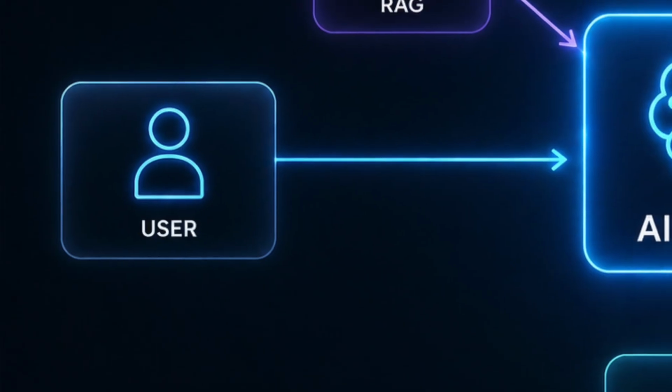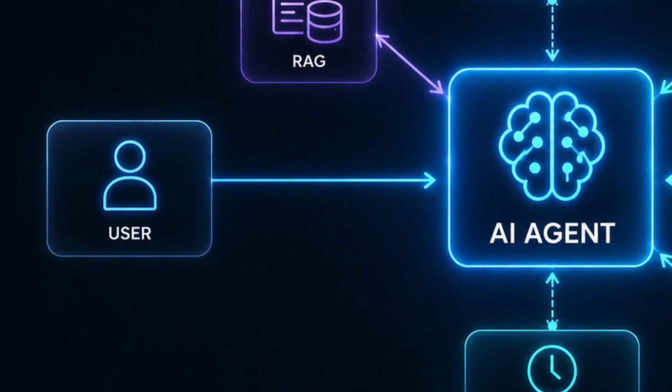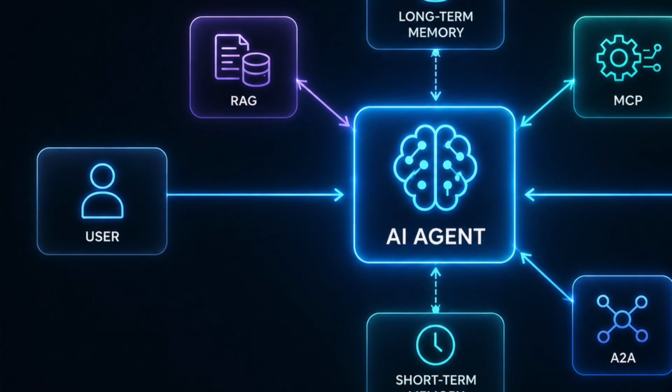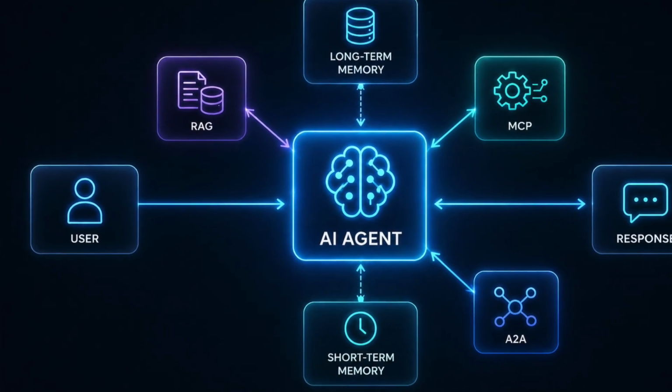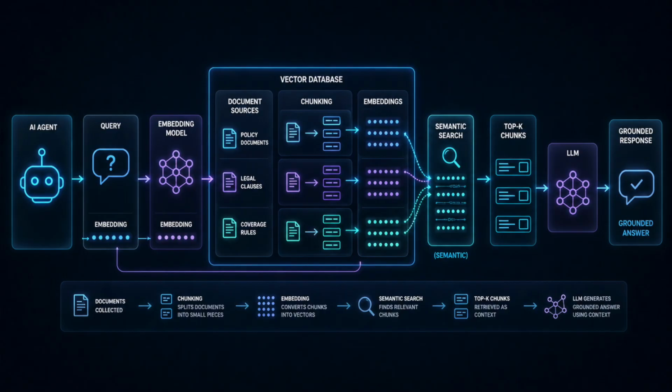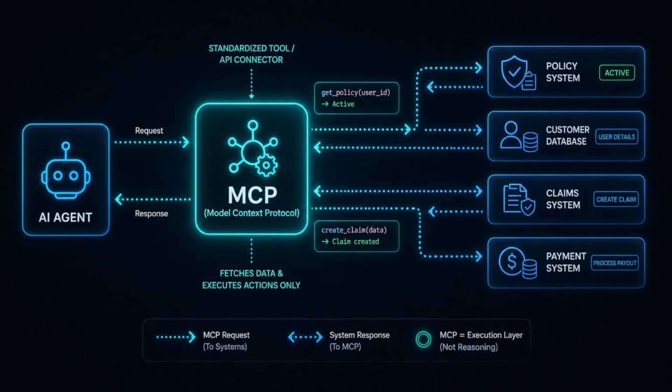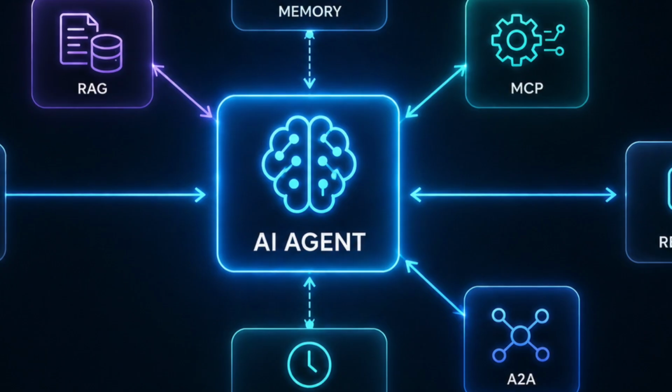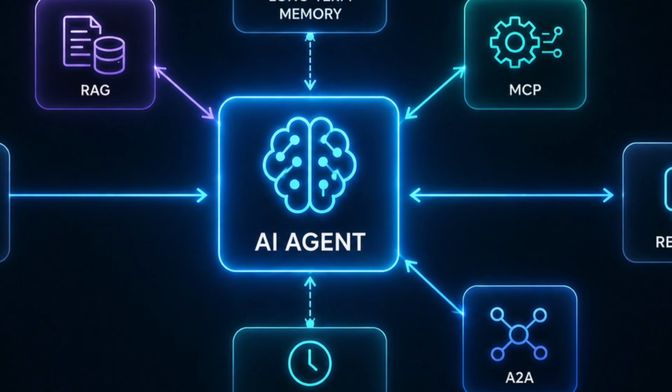Let's take a realistic enterprise scenario, insurance claims processing. A customer says, "I had a car accident yesterday. Can you file a claim and tell me if I'm covered?" Seems simple, but this requires multiple layers. Understanding policy documents, checking real customer data, filing claims in back-end systems, running fraud and risk checks. This is where AI agents become powerful.